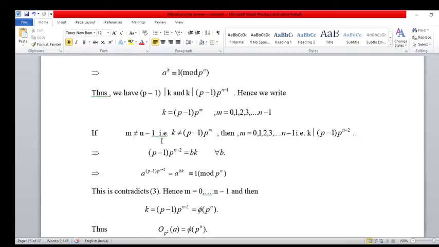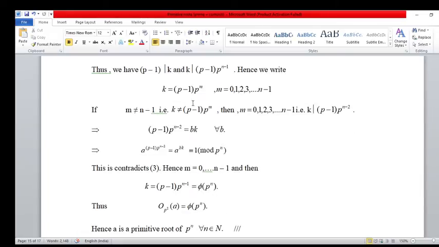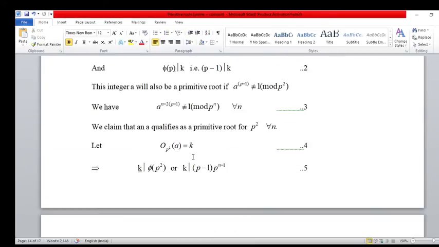So this can be written as a raised to the power (p minus 1) into p raised to the power (n minus 2) is equal to a raised to the power bk, and this is equal to 1 mod p square. Apply this formula. So this is equal to this. This is a contradiction to equation 3. Come back to equation number 3. Our equation number 3 says that this does not equal 1 mod p square.